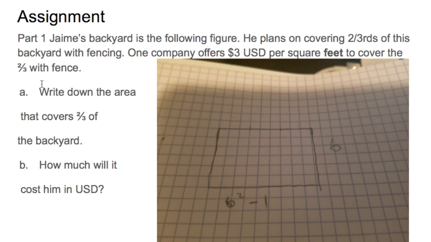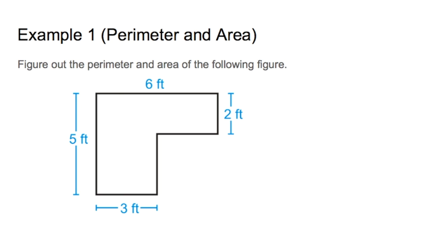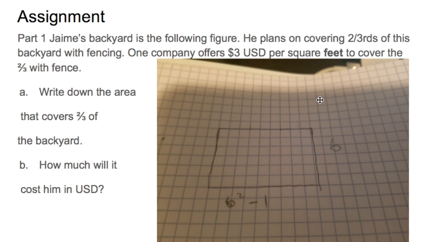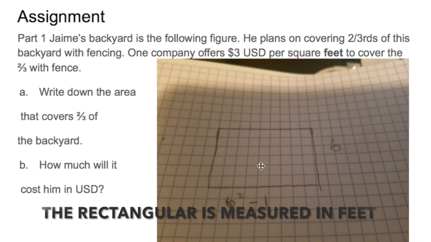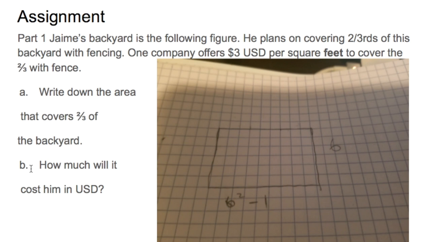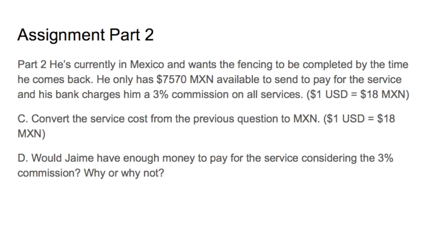So first off, you have to write down the area that covers 2/3 of the backyard. So yeah, you just have to figure that out by using essentially what we did here for area. Basically a rectangle here. And for part B, how much would it cost him in US dollars? So right here, you would have to focus on dimensional analysis. Alright, and yeah, so this is a two-part question as well.